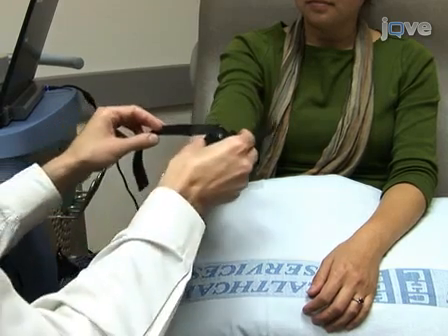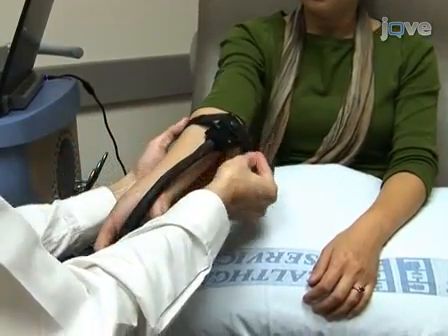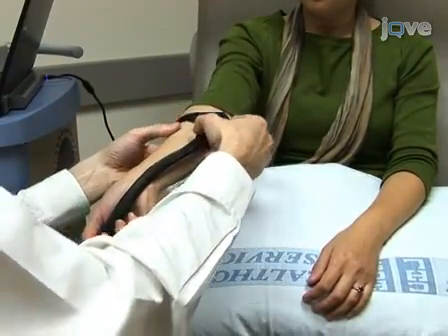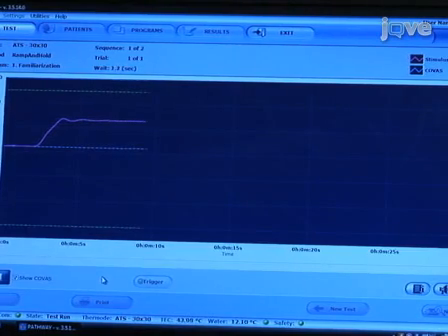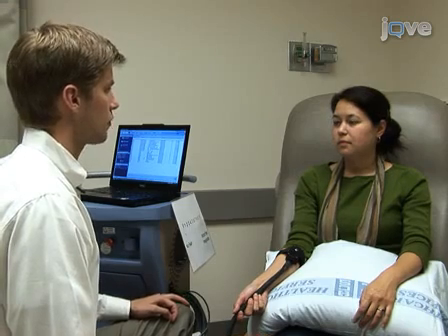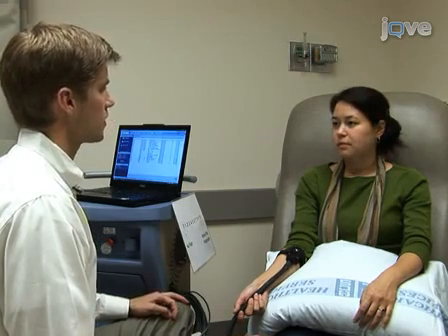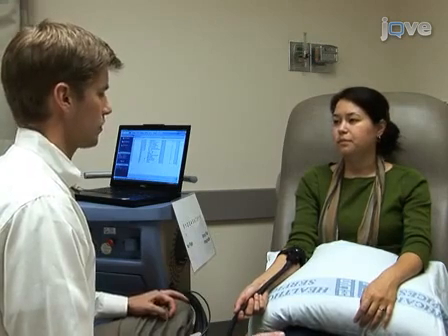After at least 5 minutes, the thermode is placed in the exact same position on the woman's forearm. The next part of the test involves the thermode heating up to the pain 6 temperature for 30 seconds. The woman is asked to rate the pain at 0, 10, 20, and 30 seconds during the test stimulus.